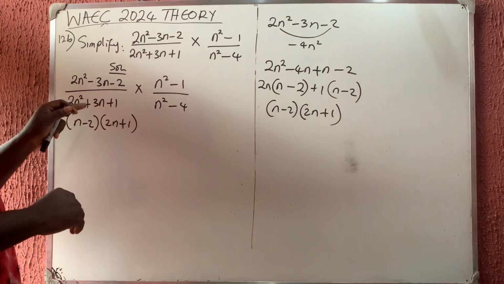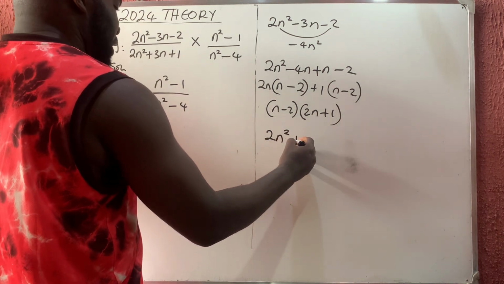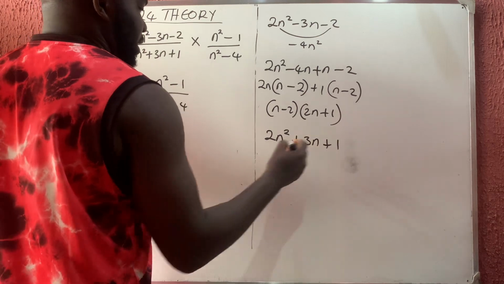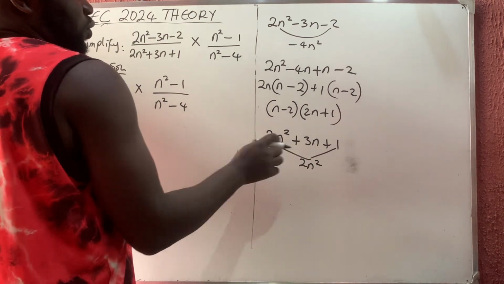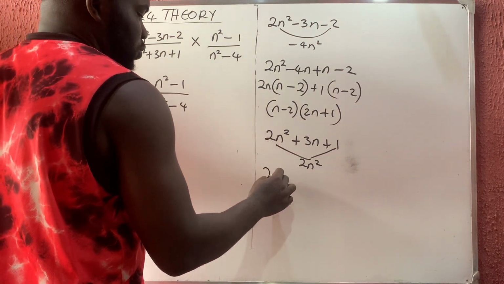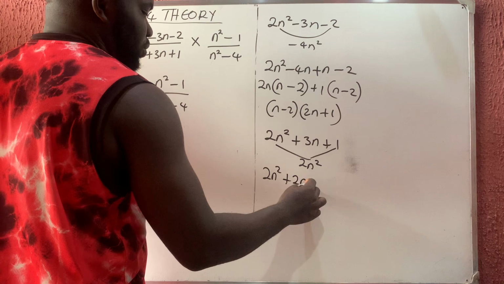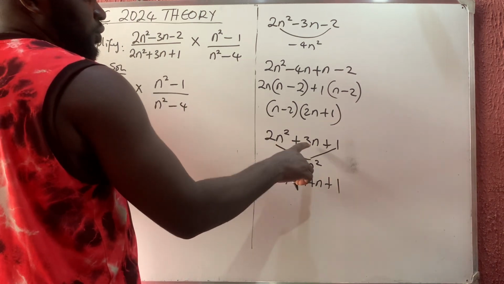Okay? So now let's do the denominator. For the denominator, I'm having 2n² + 3n + 1. If this is multiplied by this, I'm going to have 2n². The two factors here are 2n and n. So I'm going to have 2n² + 2n + n + 1. This plus this will still give us this.